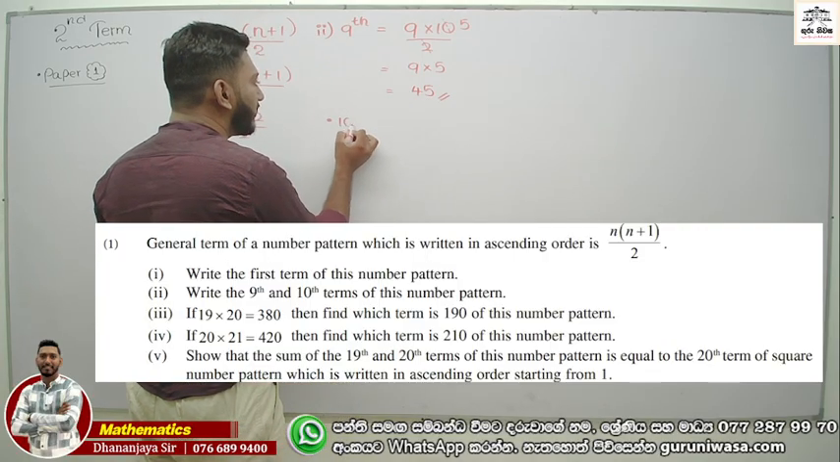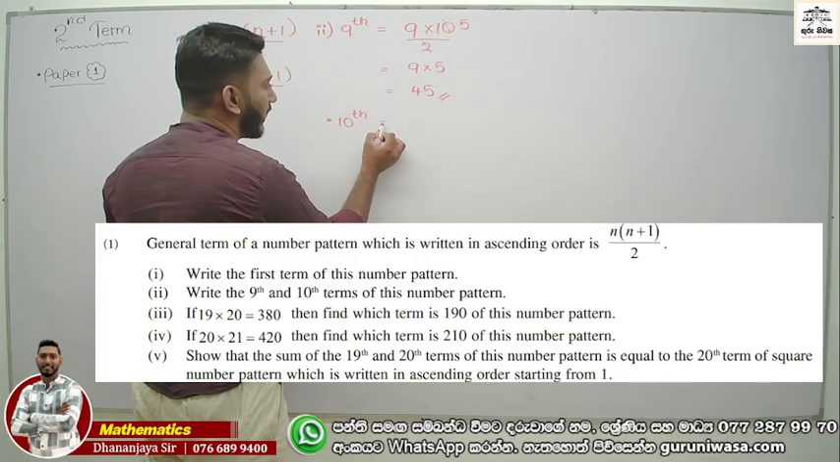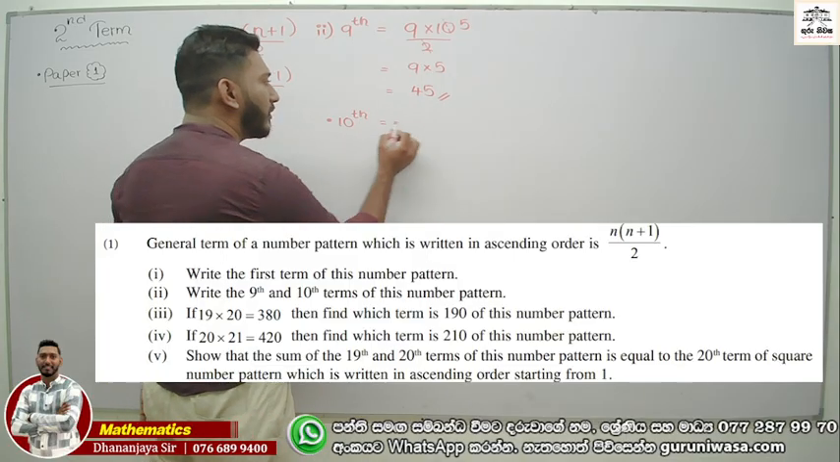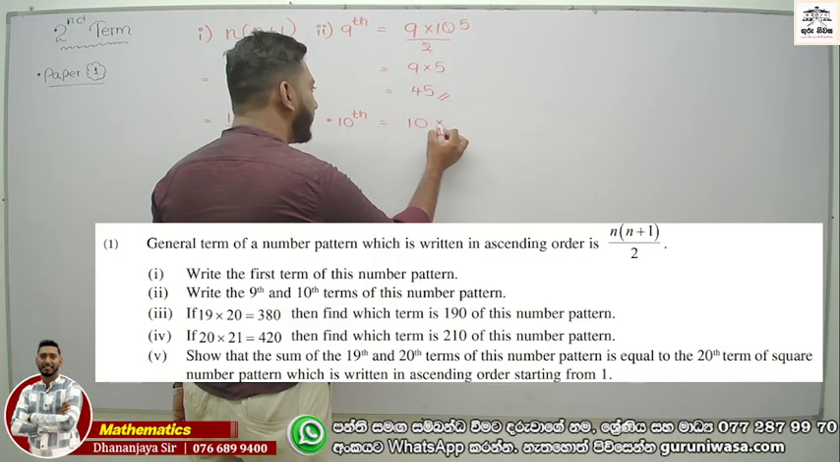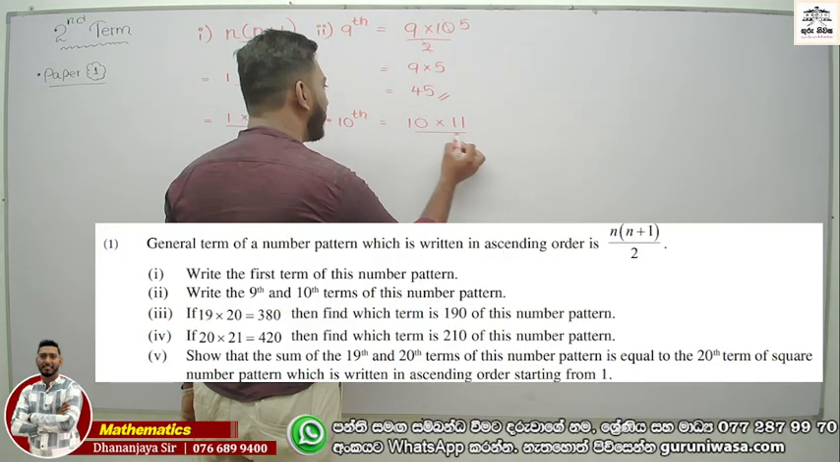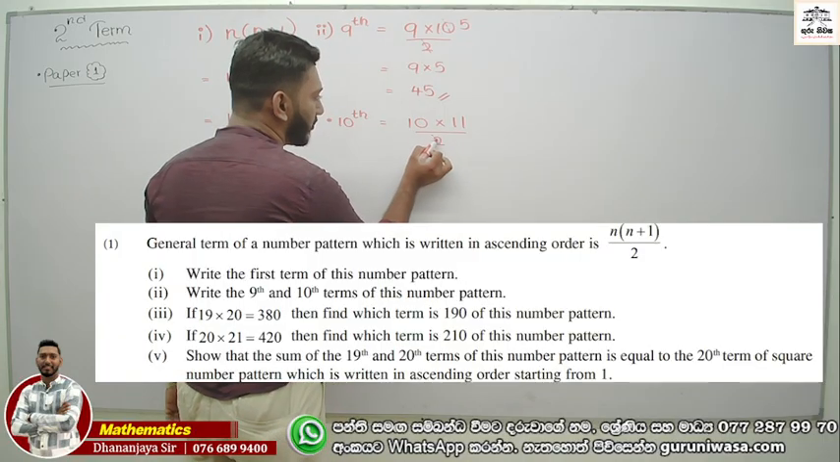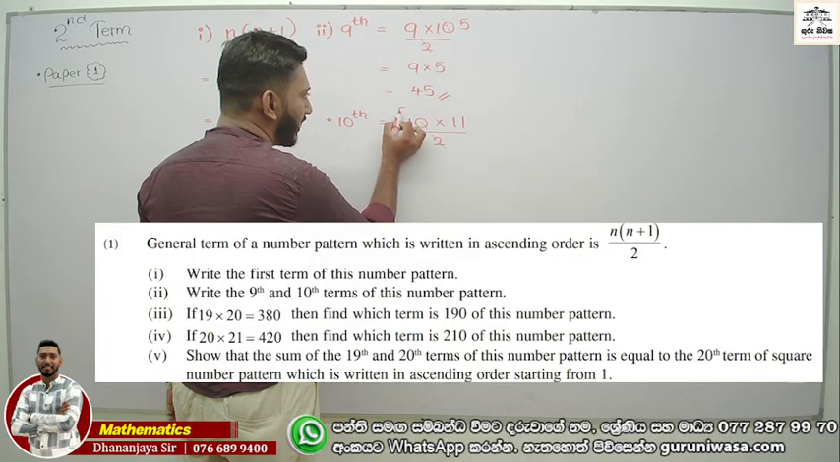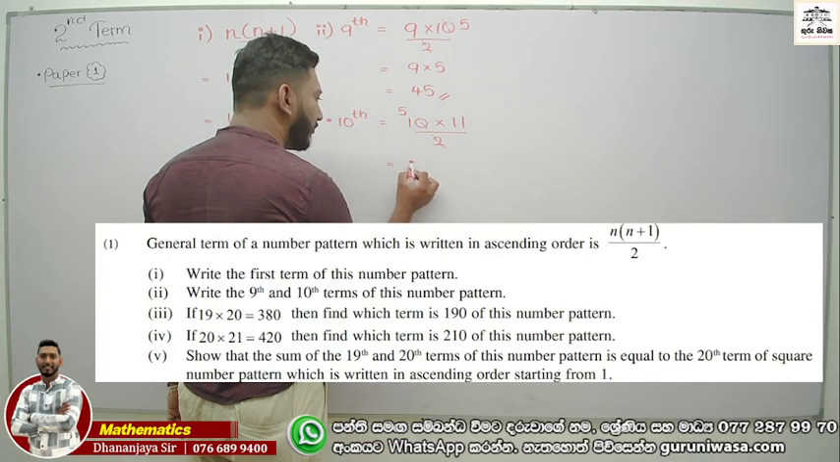Now, how to find the 10th term? So what should we do, son? You need to multiply 10 by 11, divide by 2. Now 2 times 1, 2 times 5, 5 times 11, 55.